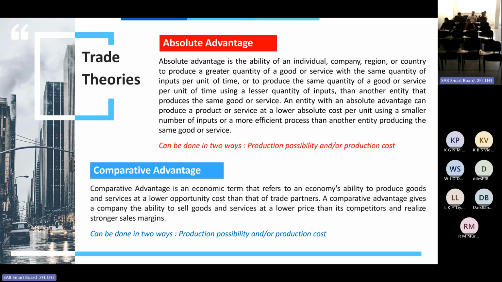So that country also has absolute advantage. But having absolute advantage is not enough to engage in trade. More than that, you have to have comparative advantage as well. Then only you can have the benefit by engaging in it.